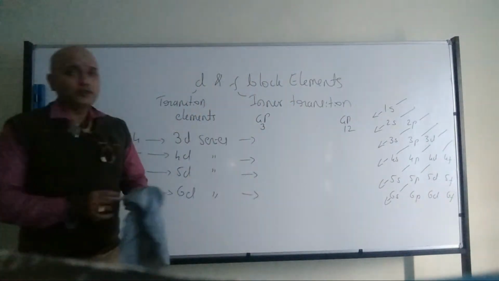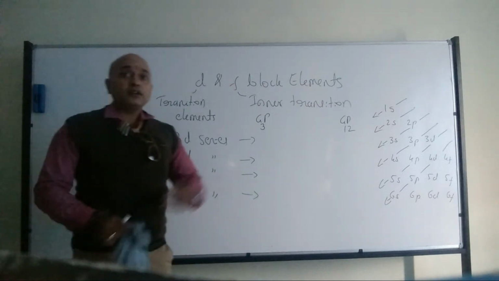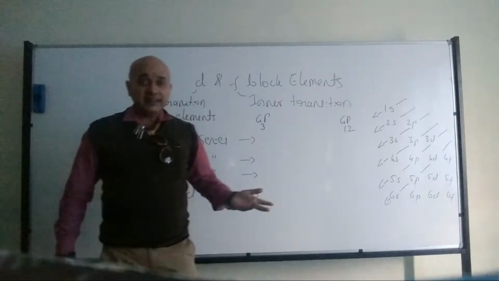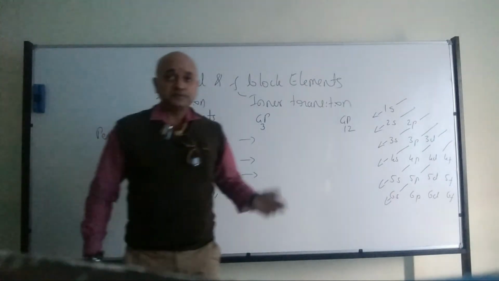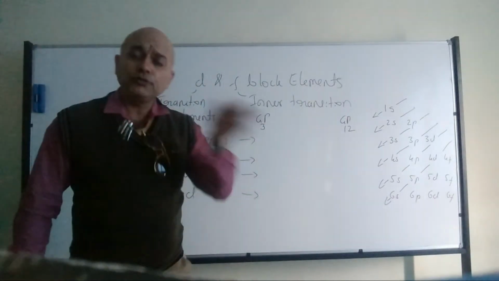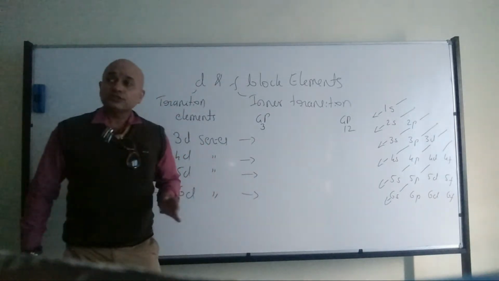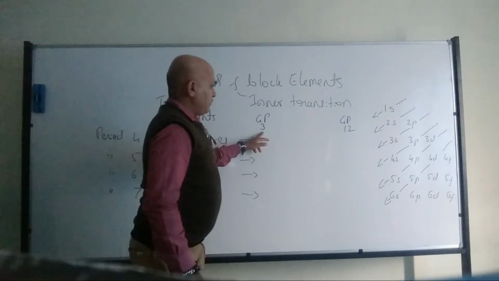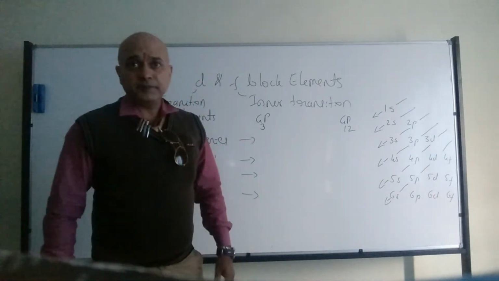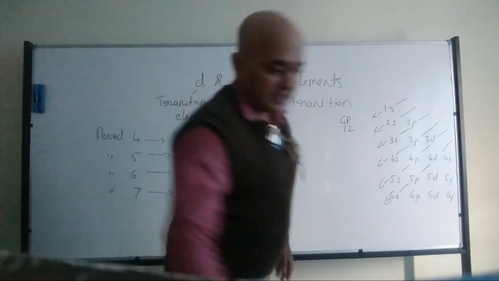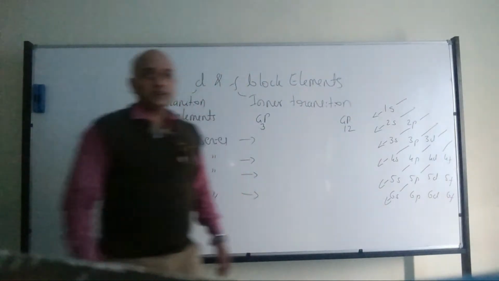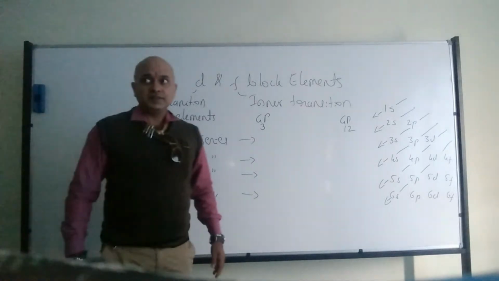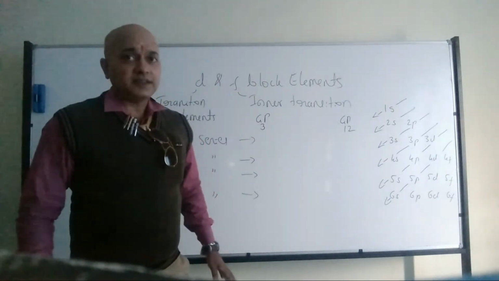It will go up to group 12 because group 1 and 2 belong to alkali and alkaline earth metals, that is S block. Then group 13 to group 18 belong to P block elements, right? So that's where we have group 3 to group 12. So how many groups will be there? 3 to 12 means it should be 10, right?